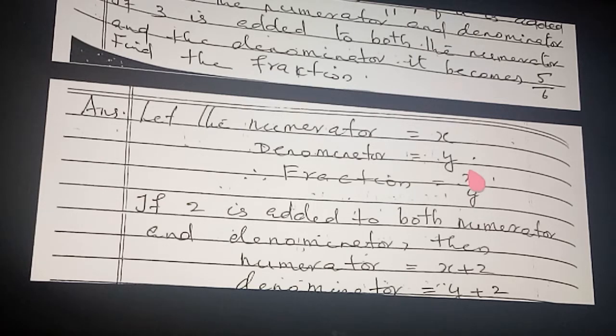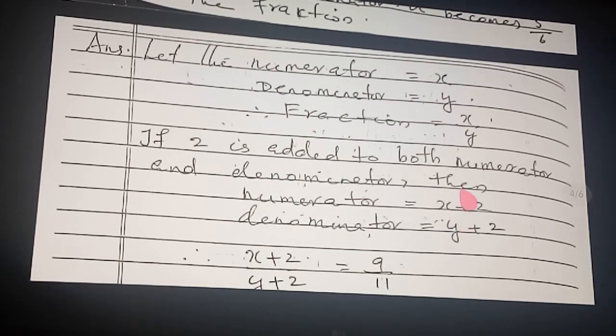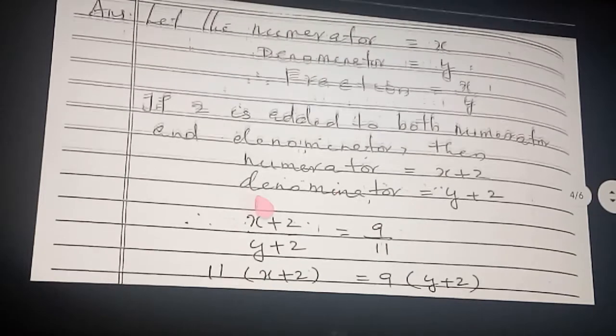So how do we write a fraction? Numerator by denominator, not the reverse way. Numerator you write on the upper side and denominator in the lower side. Clear? And next, the first condition: if 2 is added to both numerator and denominator, we have to add 2 to the numerator also, and 2 to the denominator also. So what will be the new numerator? See, the teacher has written here. The new numerator is x plus 2, and the denominator is y plus 2. That time the fraction becomes, as in the question, 9 by 11.